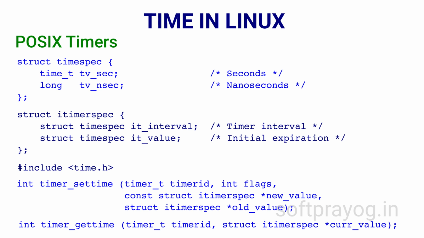Next, timer_gettime returns the current value of the timer in the structure pointed to by curr_value. curr_value's it_interval returns the timer interval. curr_value's it_value gives the time left for the timer to go off. If this is 0, the timer must have been disarmed. Similarly, if the returned curr_value's it_interval is 0, it must have been a one-shot timer. Both timer_settime and timer_gettime return 0 on success and -1 on error, with errno set accordingly.